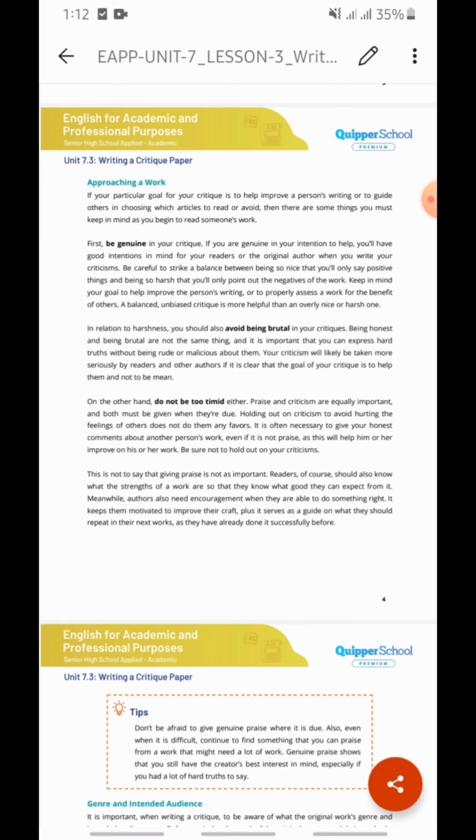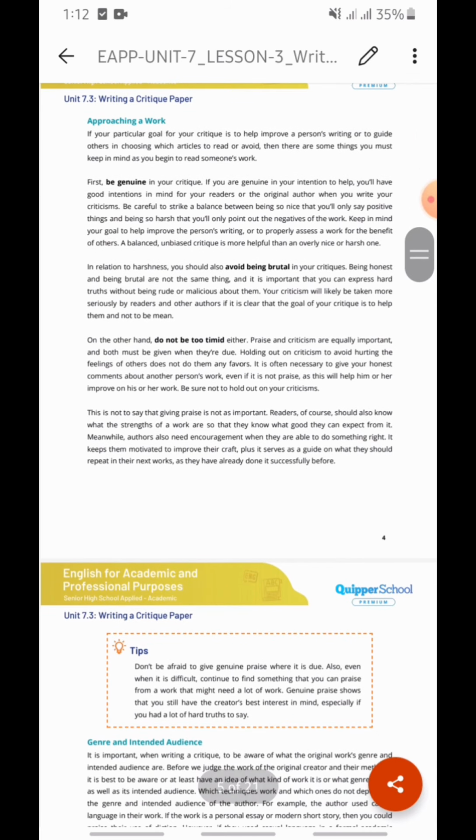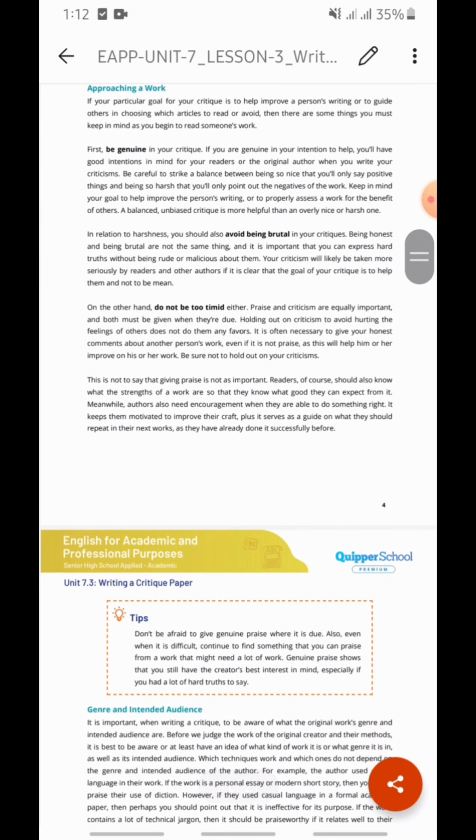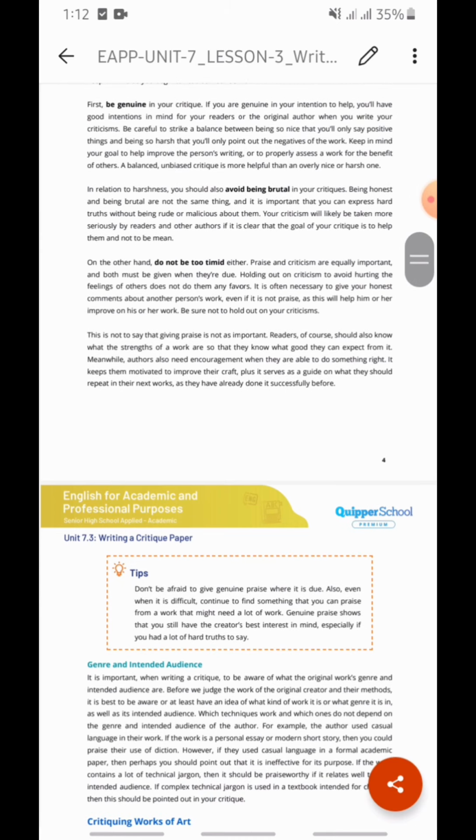Readers, of course, should also know what the strengths of a work are so that they know what good they can expect from it. Meanwhile, authors also need encouragement when they are able to do something right. Yes, pag magsulat ka, dapat yun nag-encourage sa imo para mas ganahan ka sa imong ginasulat. It keeps them motivated to improve their craft, plus it serves as a guide on what they should repeat in their next works, as they have already done it successfully before.